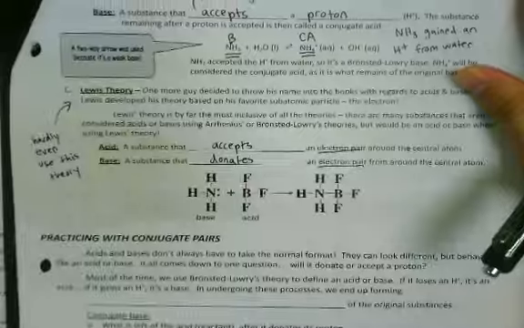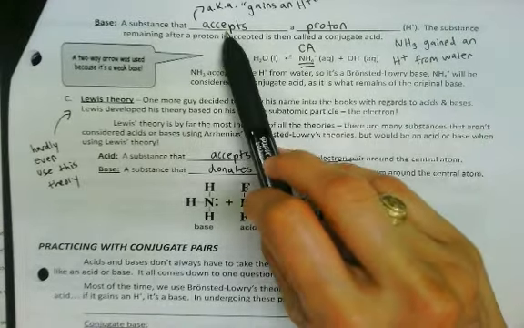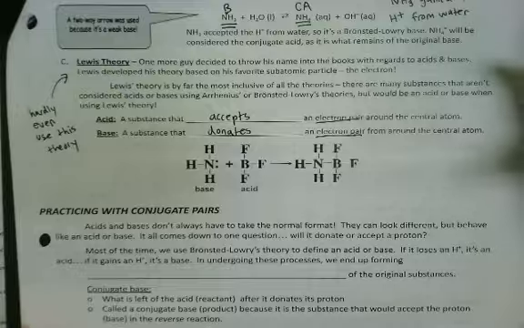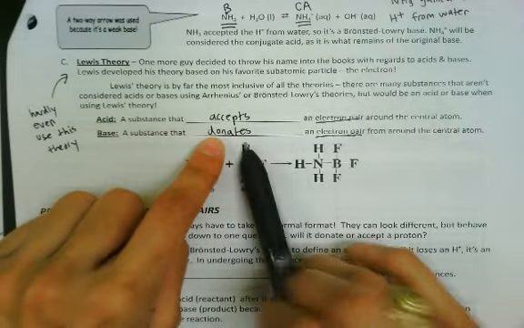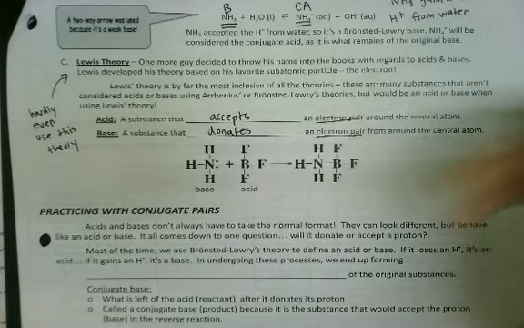Okay, so this is slightly different from Bronsted-Lowry. In Bronsted-Lowry, we were talking about accepting and donating protons. In Lewis theory, the definitions have to do with accepting or donating an electron pair. Okay, so there is that distinction there. You do need to be familiar with those definitions.